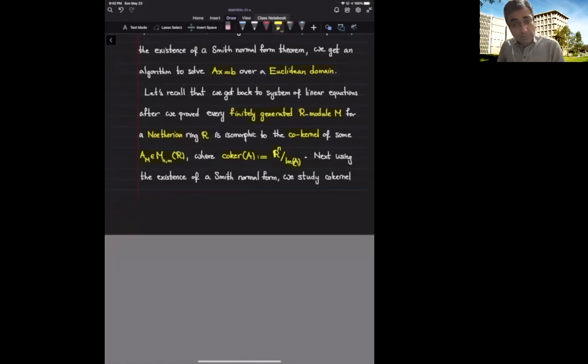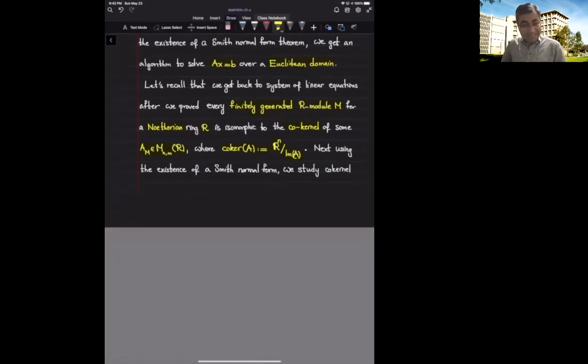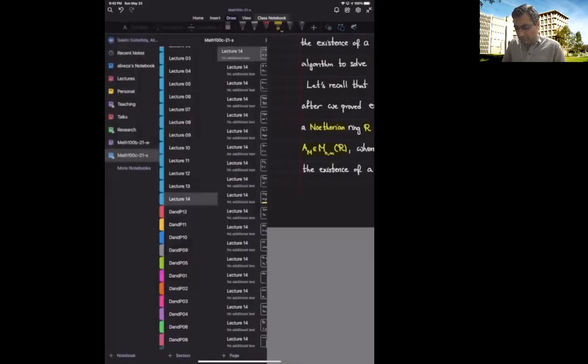Now, what we will do next is to use the existence of a Smith normal form, apply that for this particular matrix that we get for this finitely generated R module, at least when there exists such a thing, namely when I'm working with a Euclidean domain, and then use that in order to get a classification of finitely generated R modules. Okay, let's see how the argument goes and where we get to.